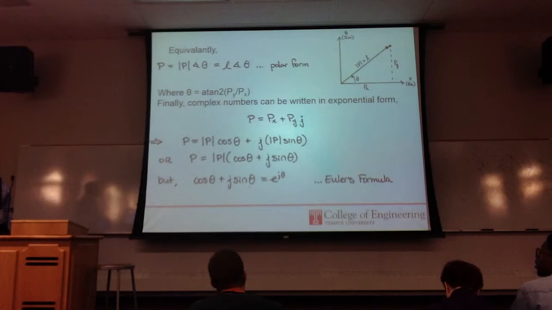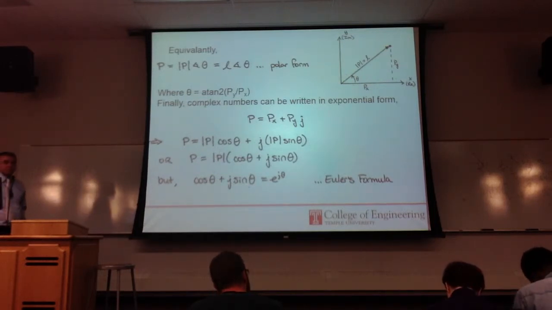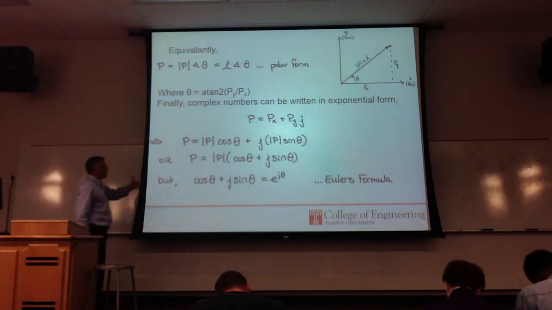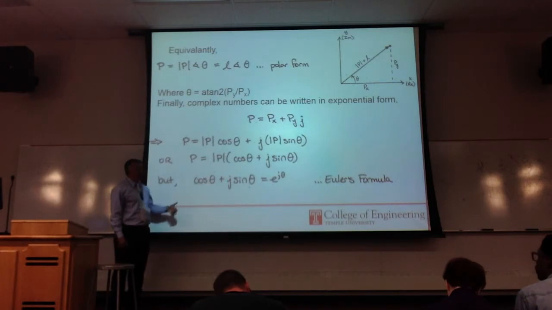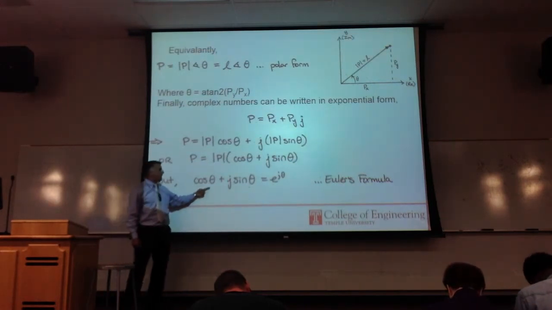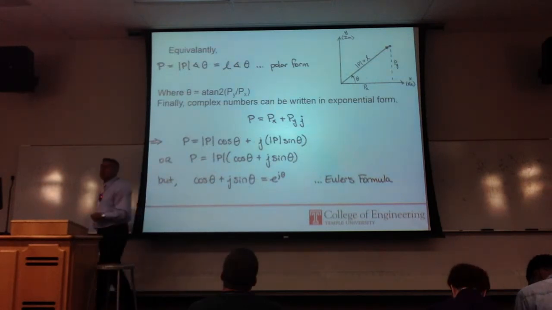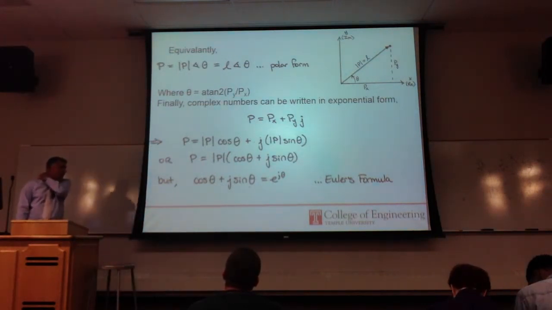There's a value to it, but we don't want to get into that. So now we want to simplify this by assuming that cos of theta plus j sine of theta is simply equal to e^(j theta).